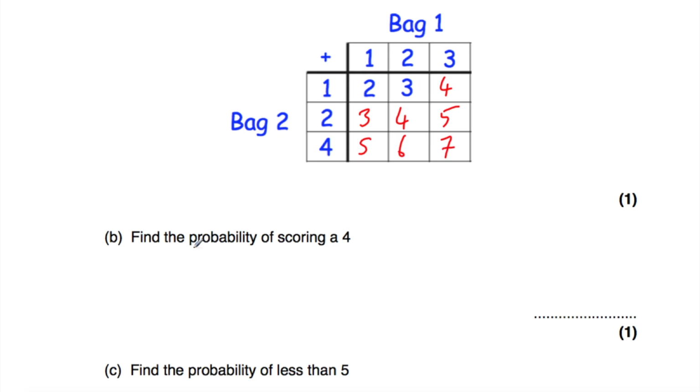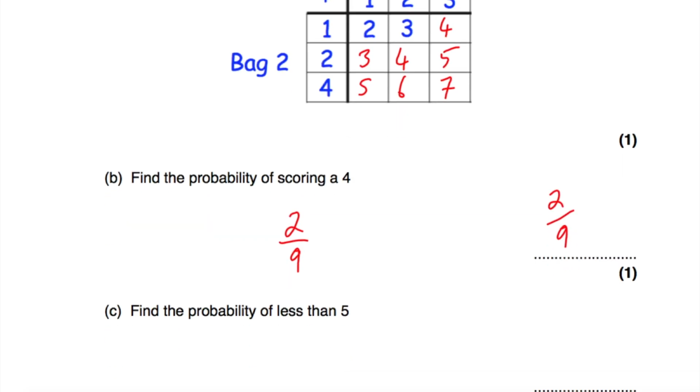Okay, so part B. Part B says find the probability of scoring a 4. So let's have a look at our table. We've got 1, 2, 3, 4, 5, 6, 7, 8, 9. So there's 9 different things that can happen. We can get a 1 and a 1, a 2 and a 1, and so on. So there's 9 possible outcomes. So let's put a 9 on the denominator. And the probability of scoring a 4, well, there's 1, 2 4s. So it's 2 out of the 9, so 2 ninths. So the probability of scoring a 4 will be 2 ninths.